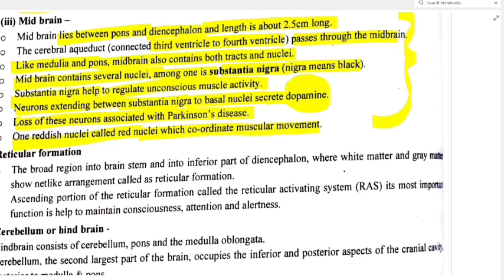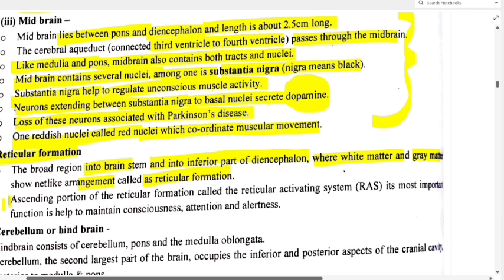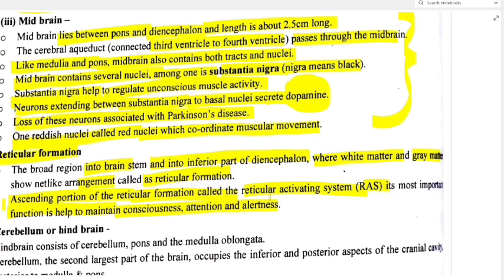Now come to reticular formation, the broad region in brainstem and in inferior part of diencephalon where white matter and grey matter show a net-like arrangement called reticular formation. The ascending portion of reticular formation is called reticular activating system or RAS. Its most important function is to help maintain consciousness, attention and alertness.